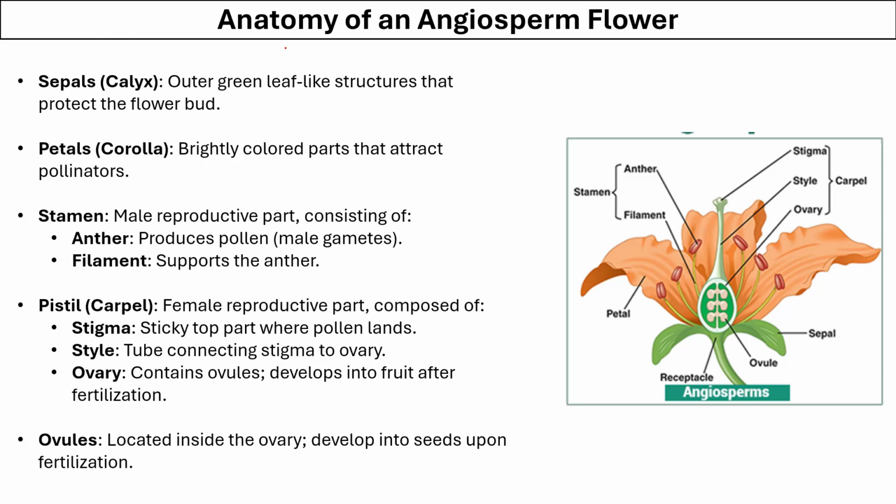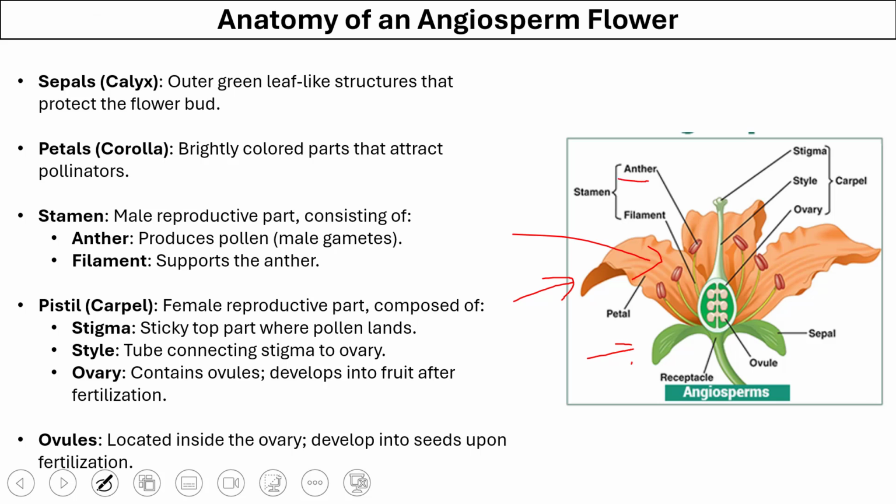Let's look at the anatomy of an angiosperm flower. Angiosperm flowers have outer green leafy structures called sepals, and the whole set of sepals is called calyx. Then they have brightly colored petals, and the whole whorl of petals is called corolla. Then they have the male structure called stamen. The stamen has mainly two parts: anther that produces pollen and filament that supports the anther.